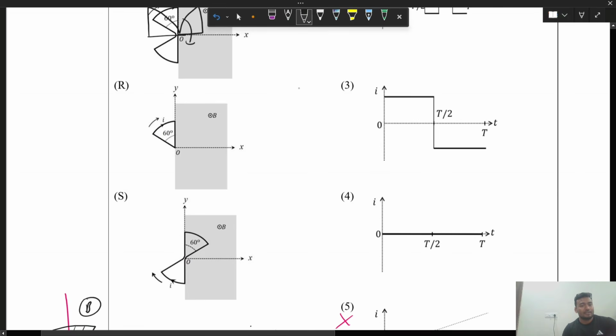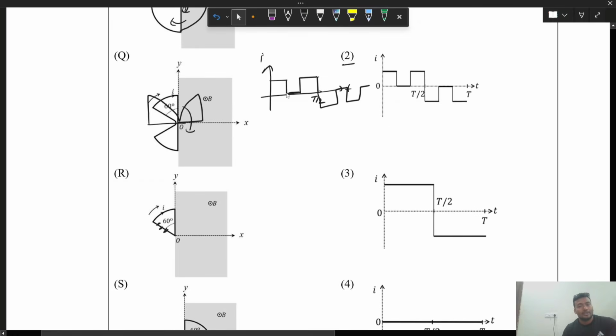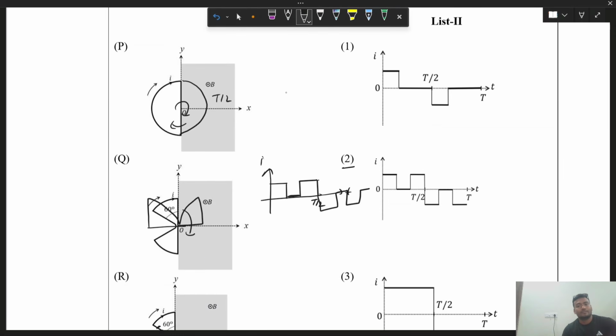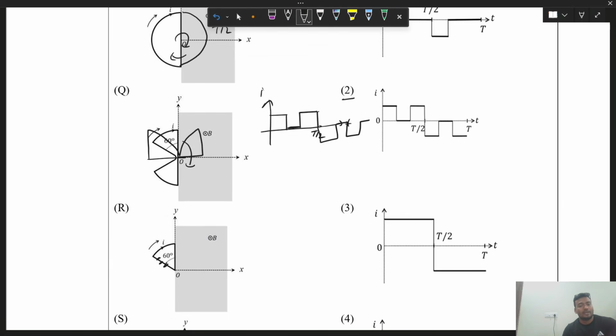Okay, for R, it is going inside. Once it is inside, I mean this portion of wire is inside, there is no further change in the flux. So you will get a long gap in the current, right? So like this, best matching, right?